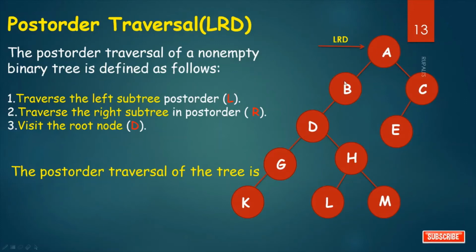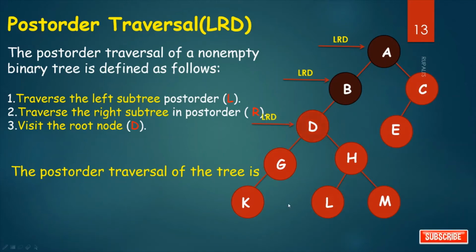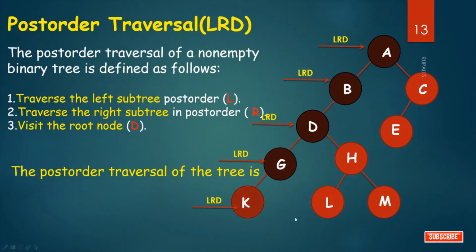So L means visit left child. So come here at the left. Again we apply LRD here. First instruction is L, go to left child. Again we apply LRD here. First is L, so visit left child. Again we apply LRD here. First is L, visit left child. Again we apply LRD here. First is L, visit left child. No left child is there. Then R, R means visit right child. No right child is there. Then D, D means print the node. So print K.